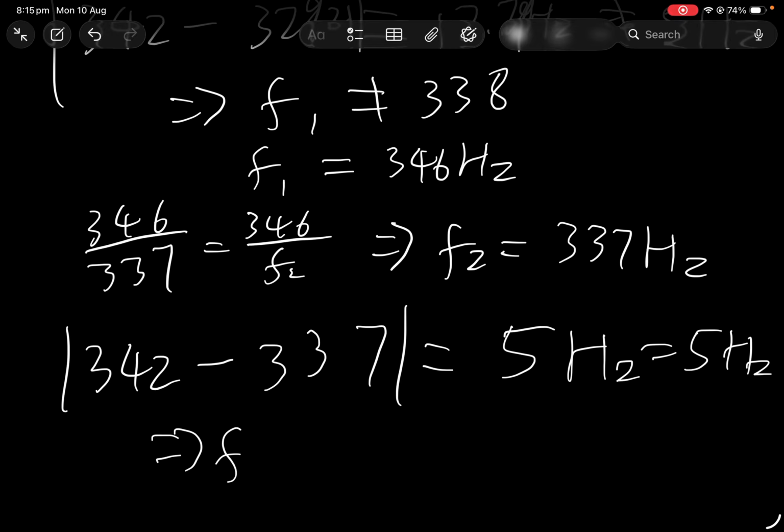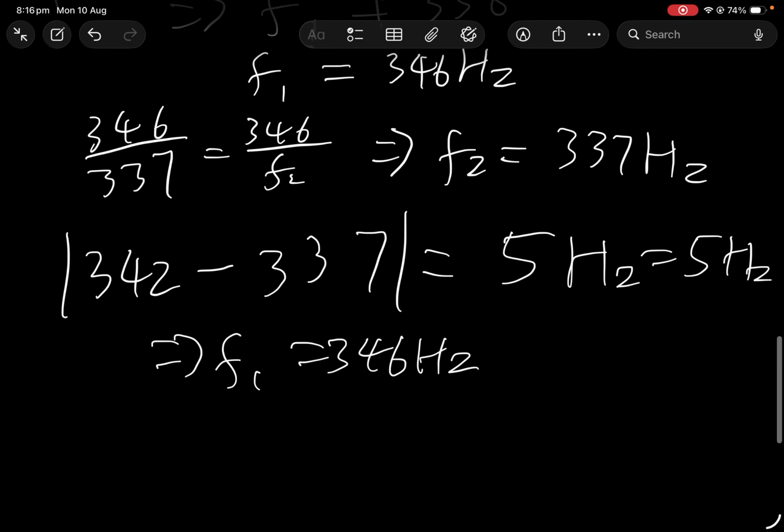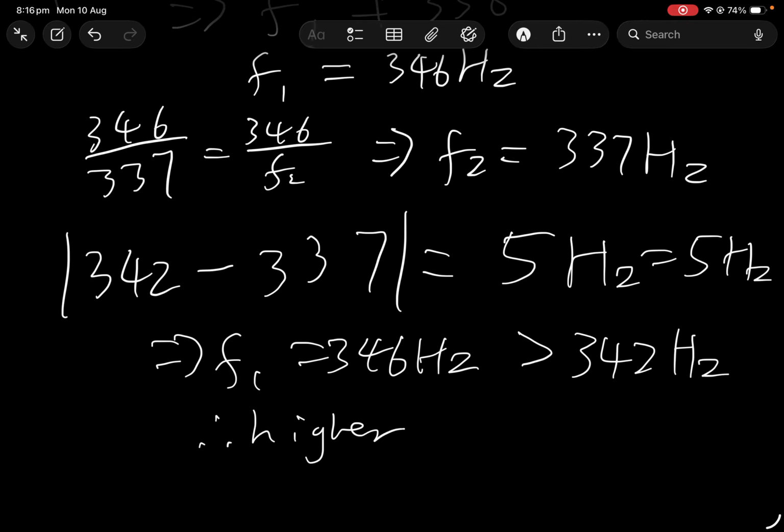That means F1 equals 346 hertz, and they want us to find whether the fluid's fundamental frequency is higher or lower than the oscillator. Okay, so the oscillator is 342, and 346 is bigger than 342 hertz, so it's higher than the oscillator. Okay.